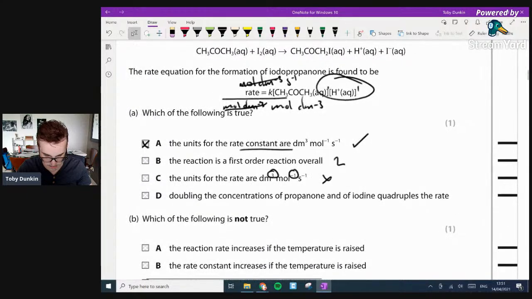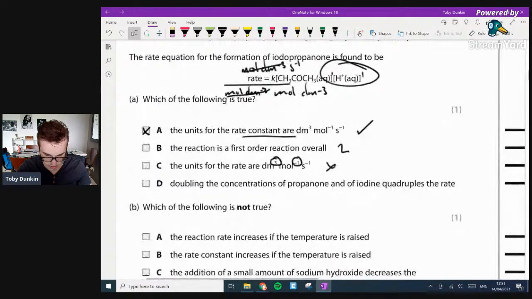Oh, I don't like that, because that one suggests that one should be true as well. If the overall order is 2 and we double the concentration of propanone and of iodine, it quadruples the rate. Yeah, so hang on a minute. Oh, there's a problem there. We would double the iodine as well. So that's overall times 4. So that's not going to be true. It's going to multiply it by a factor of 8.